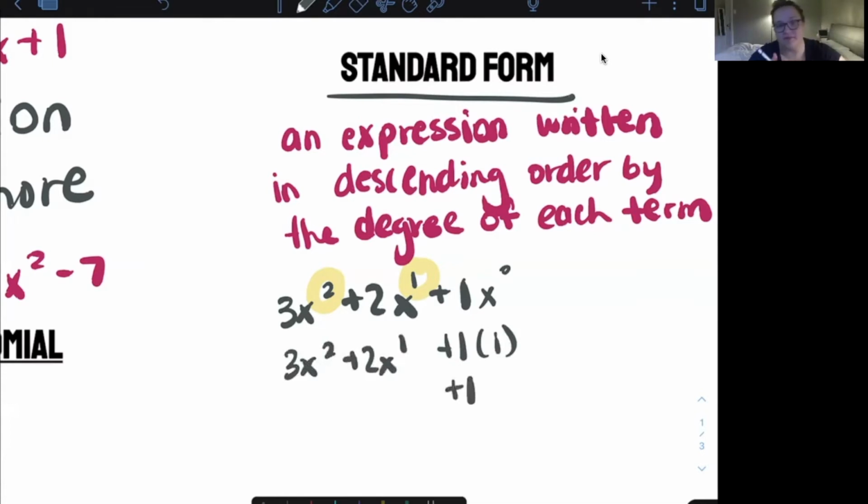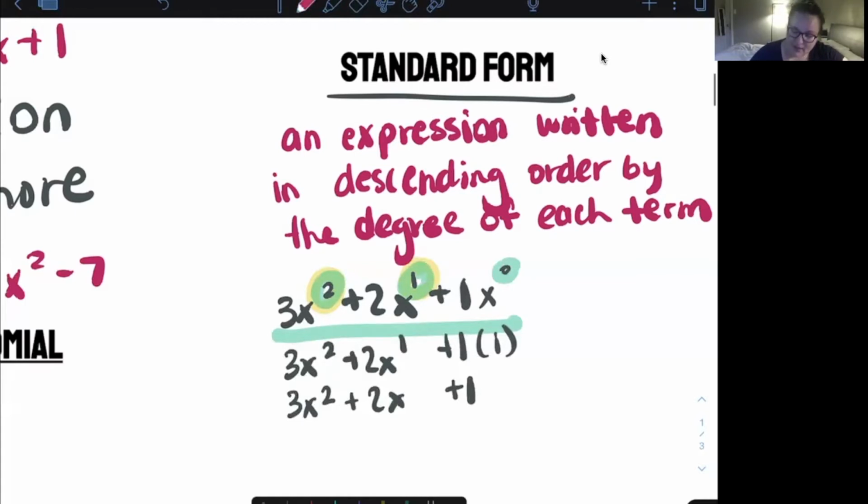So that simplifies back to what we had in the first place. I'm just showing you that. So our focus is up here. So we list the square, the 1, and then the 0 in order, in descending order like that.